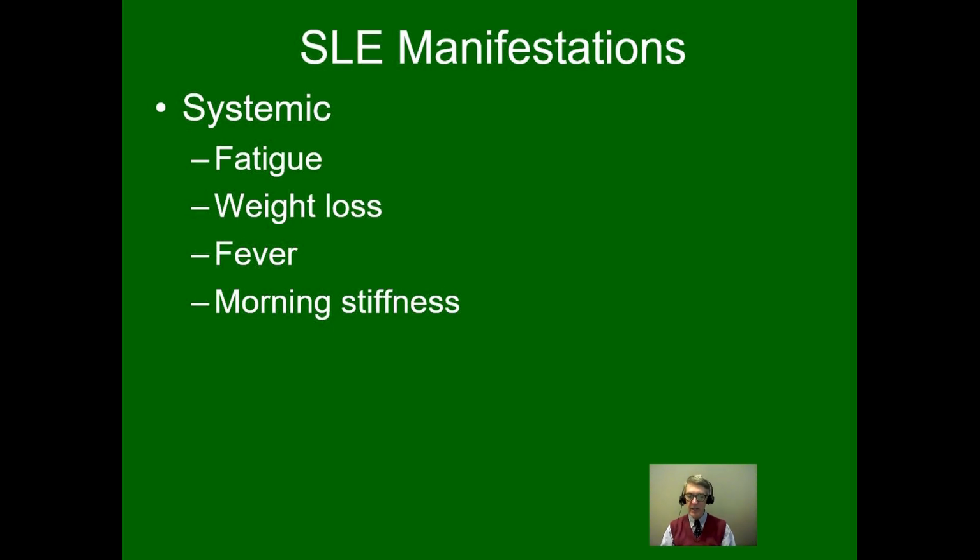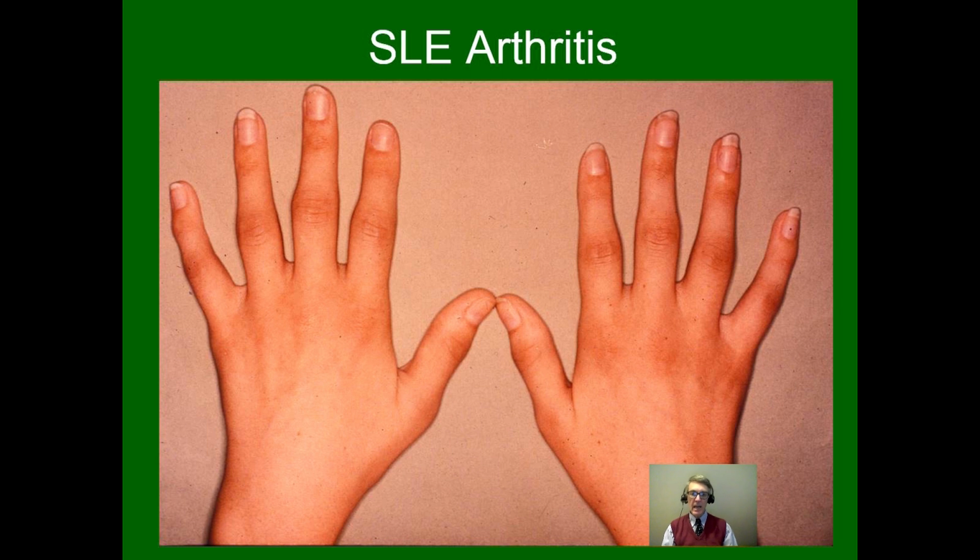And then the patients can have morning stiffness, very much like an inflammatory arthritis, like rheumatoid arthritis. The patients can have an inflammatory arthritis that looks exactly like rheumatoid arthritis. What I mean by that is when you do the exam, they have swelling of these joints, like a synovitis, like we see in rheumatoid arthritis, involving very similar joints.